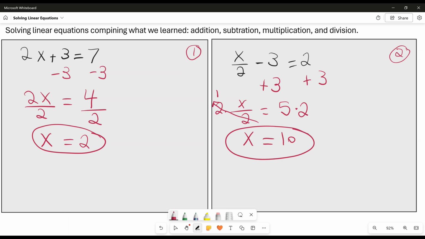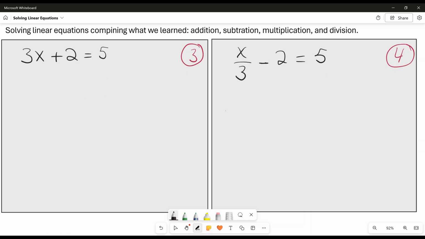Now, what I want you to do is I'm going to give you two equations that I would like you to solve on your own and then come back and work with me on it. Here are the two equations, equation number 3 and 4. Go ahead, pause your video, work on it on your own, and then come back and see how to solve it.